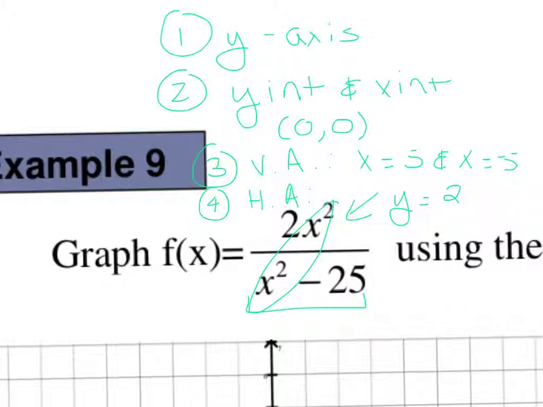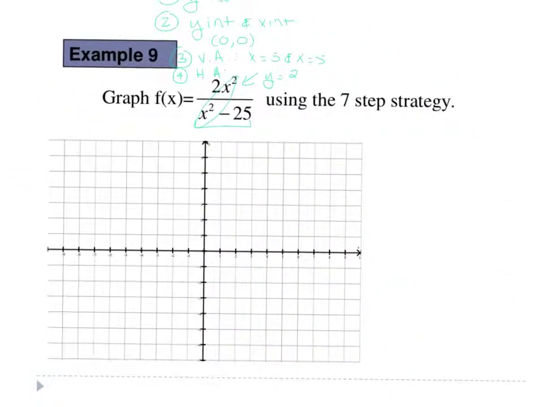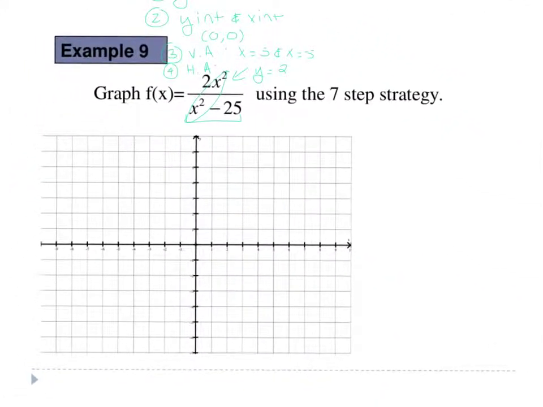Again, I personally like to start graphing at this point. You can create your table of values if you want. So at 2, I have a horizontal asymptote. And at 5 and negative 5, I have vertical asymptotes. I already established that there is y-axis symmetry.